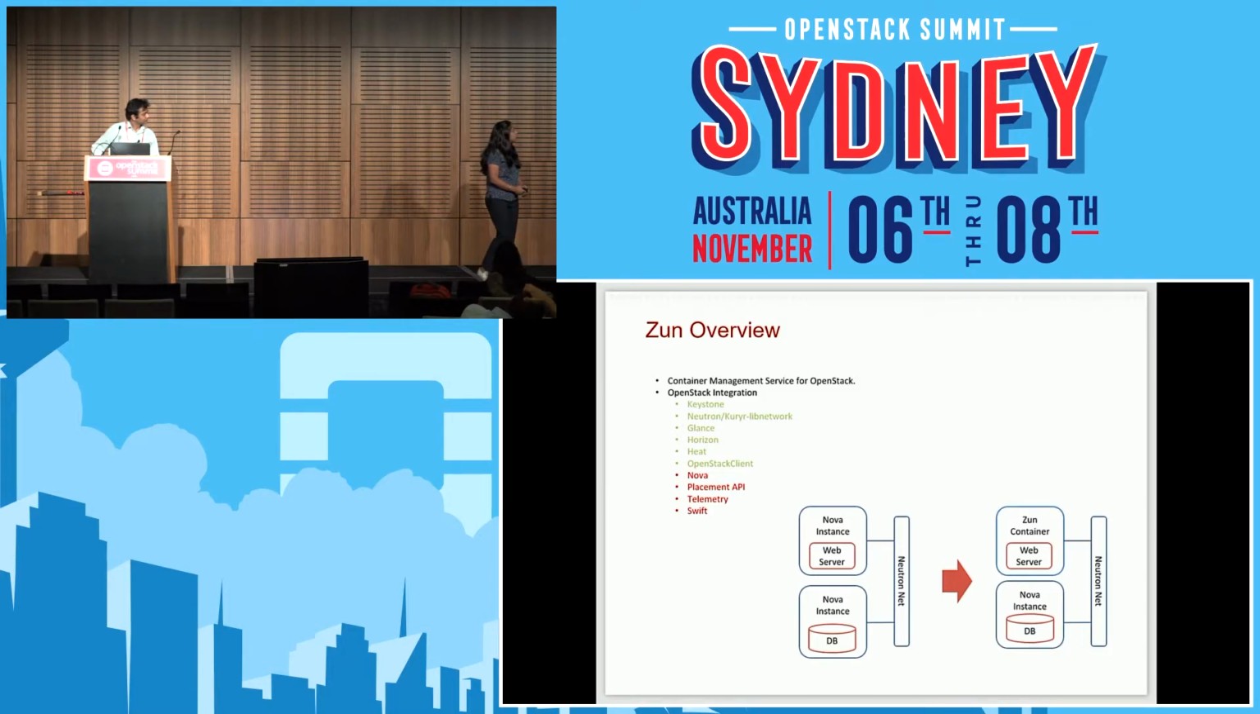As I have explained, you can see this diagram. What it explains is, you can see the first part is the Nova part.